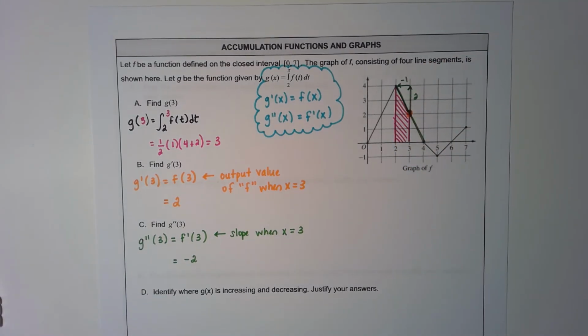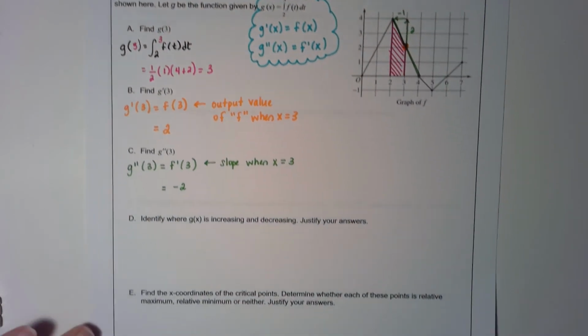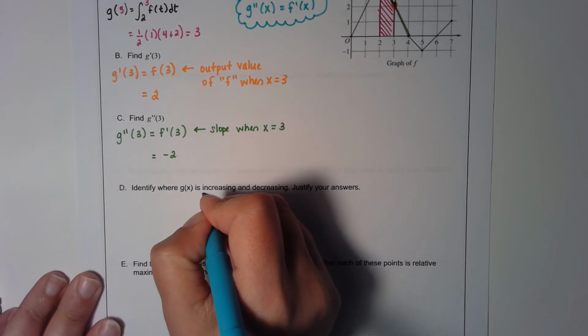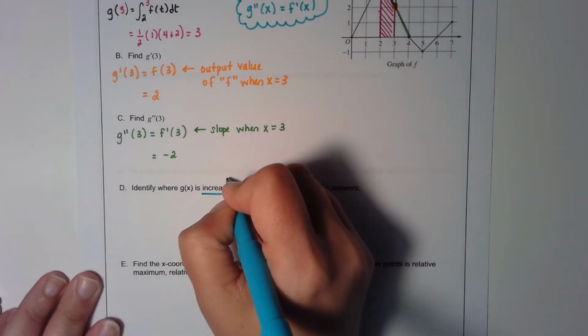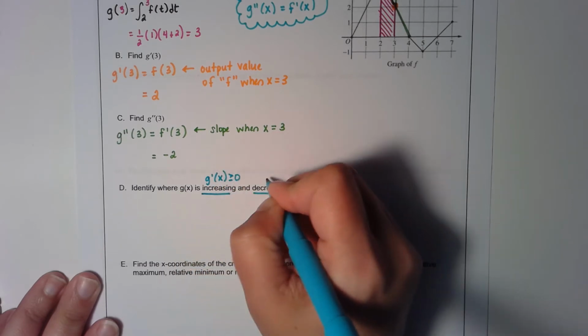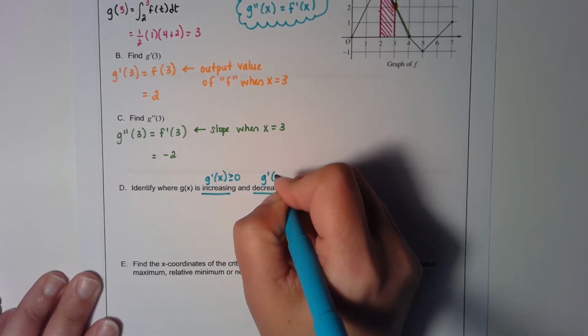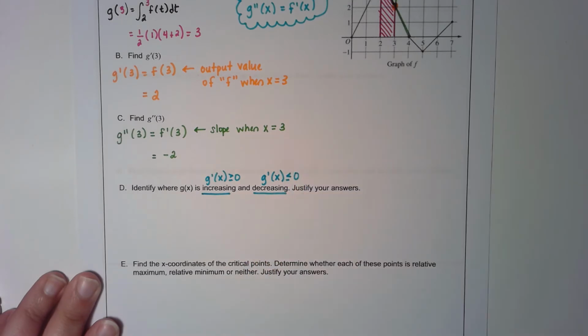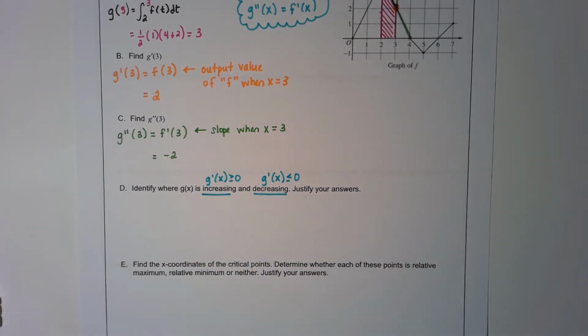Okay. Next, we're going to make things a little bit more complicated. So instead of just operations where we're finding values, we're using the relationship between g and f. We're going to need to identify where g is increasing and decreasing. So these are those features of functions. As soon as you see the words increasing and decreasing, you need to know that you're thinking about where g prime of x is greater than or equal to 0 and where g prime of x is less than or equal to 0.